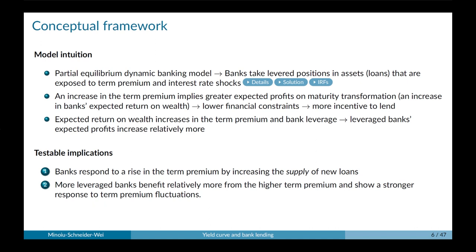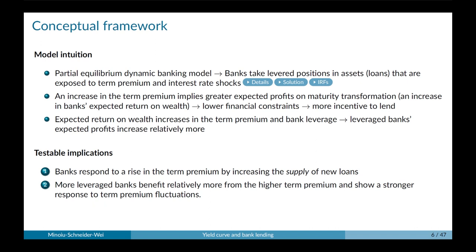The first insight is that an increase in the term premium implies greater expected profits on maturity transformation. That is, an increase in banks' expected return on wealth. When we take this to the data intuitively, the expected return on wealth is the return on equity, which is profits over equity, so profits times leverage. So expected return on wealth increases in the term premium and in bank leverage. The level prediction of the model is that an increase in the term premium, by raising expected profits on maturity transformation, will lower the financial constraints of the bank, because the bank, by making more profits, will build capital and therefore ease its financial constraints, boosting its incentive to lend.